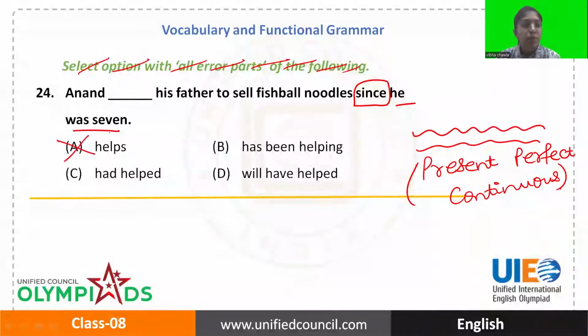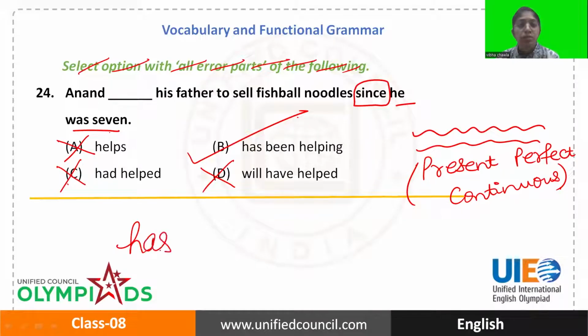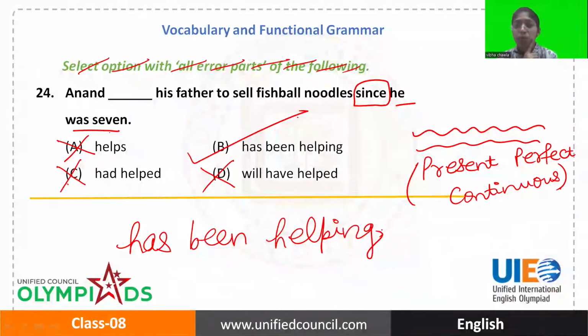So helps, it is simple present. Had helped, past perfect. Will have helped, future perfect. This is present perfect continuous. Has been helping. Means Anand started helping his father, okay, to sell fishball noodles at the age of 7. Okay, he started doing this thing. He is still continuing the same. Okay, so from the age of 7, since he was 7 till now, he is doing this thing. So has been doing, okay, has been helping.